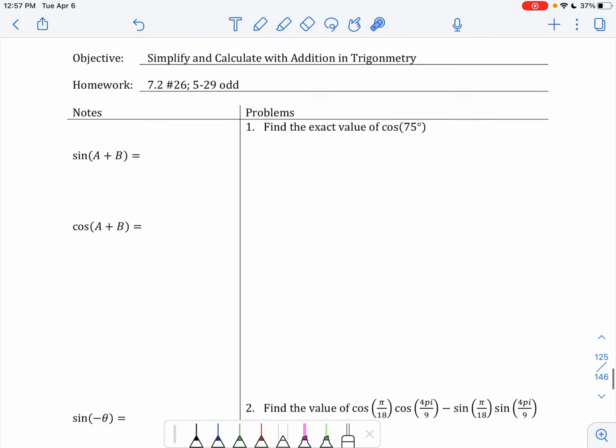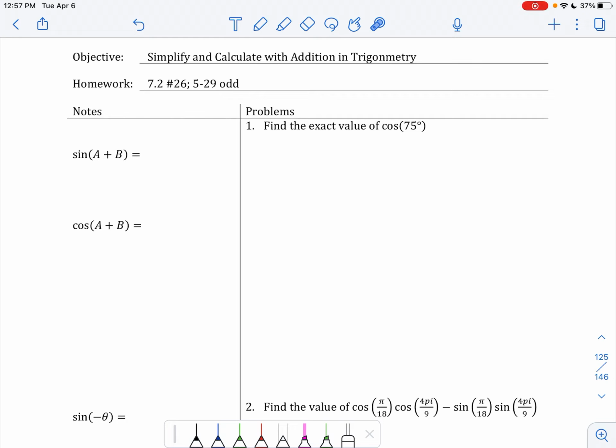Hey all. So we're going to look at a couple more formulas about simplifying and calculating with trigonometry.